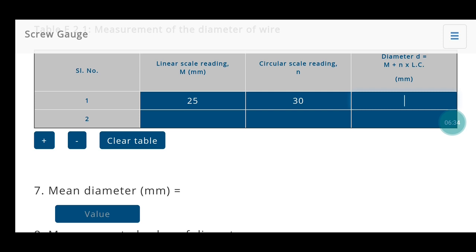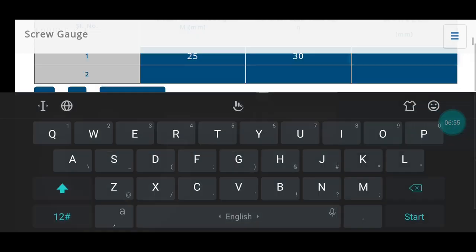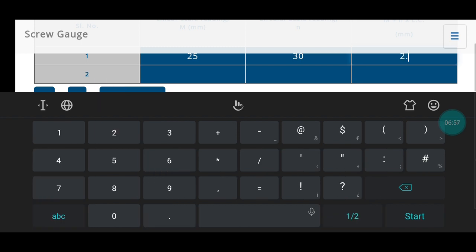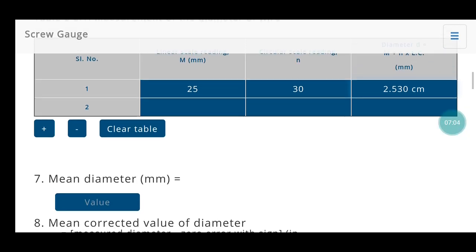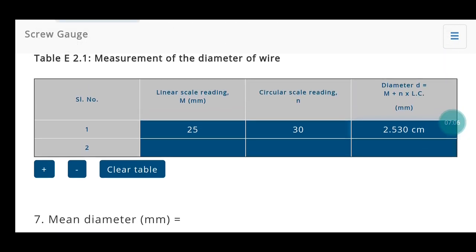Now we have 25 mm, which means 2.5 centimeter. So what will be the complete reading? 2.5 you will add to 0.030. So your answer will be 2.530 centimeter. Similarly, you can calculate the other readings.